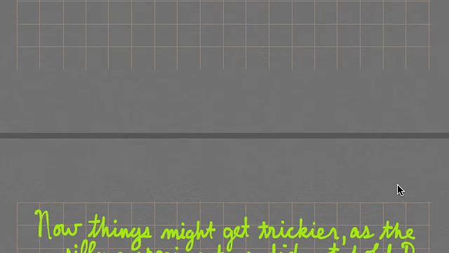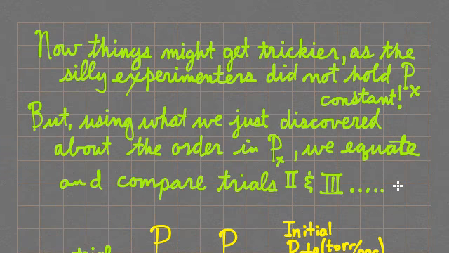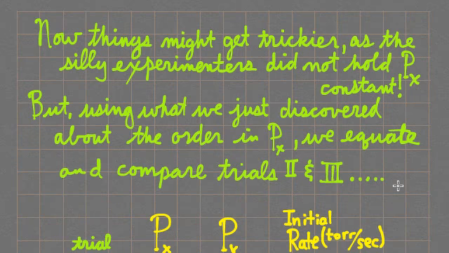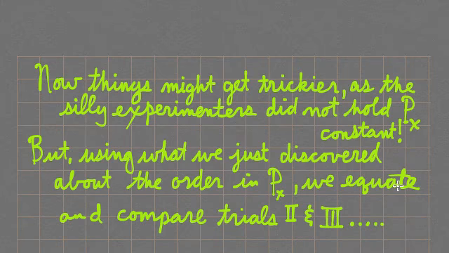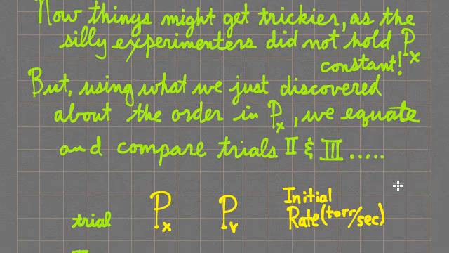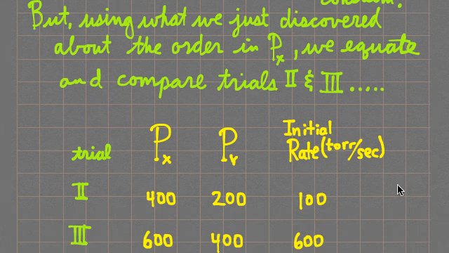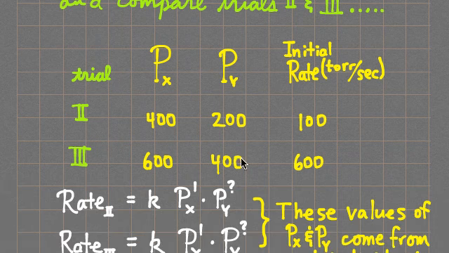The next one's going to be a little bit trickier because my silly experimenters, the people that did the experiment, didn't think far ahead enough to hold the pressure of X constant. Yes, they didn't hold the pressure of X constant. They varied it, so I don't have enough data. But you know what I can do? Even though I don't have a place where I hold X constant to decide the order with respect to Y, I can still use my knowledge I found above to say this.